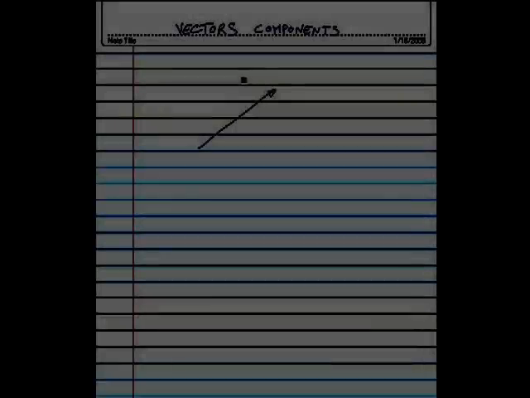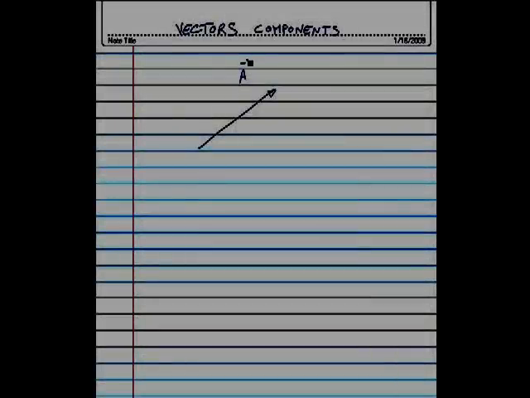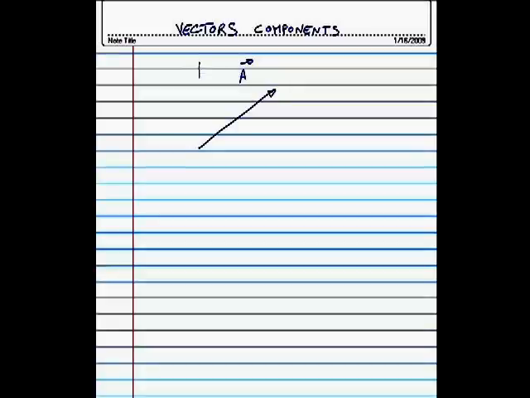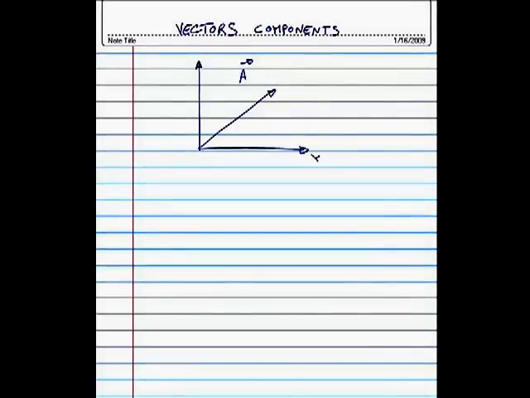Vector component is useful because it's a notation that we can use to represent mathematically a vector, which will be very useful in cases where we have to add vectors together. So let's pick a vector A and place it in a given coordinate system x and y. We will consider the two-dimensional case.